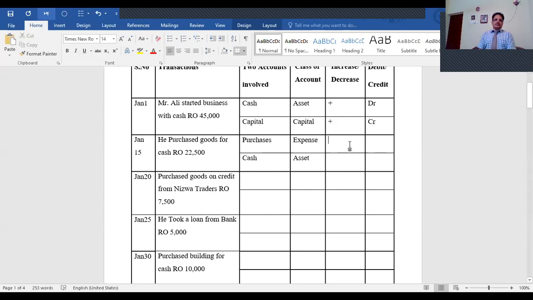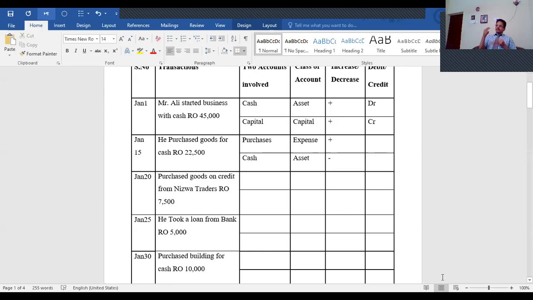Now the second step: you purchase goods and spend money. So is your expense increasing or decreasing? Your expense increases. So plus. Is your cash increasing or decreasing? You purchased goods and paid the cash immediately. So your cash balance is decreasing. Cash is going out. So you understood now. This is Ali purchased goods for cash.